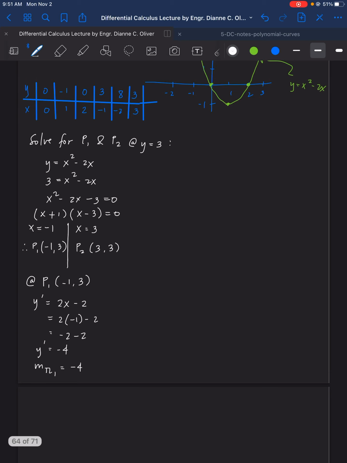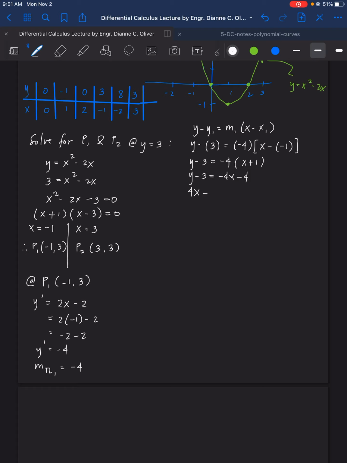Using that slope, we will have the tangent line. Y minus y1 equals m1 times x minus x1. Y minus the y1 here, which is 3, then the slope of negative 4, x minus x1, which is negative 1. Y minus 3 equals negative 4 times x plus 1. Y minus 3 equals negative 4x minus 4. 4x plus y equals negative 4 plus 3. Therefore, 4x plus y equals negative 1 is the equation of tangent line 1.